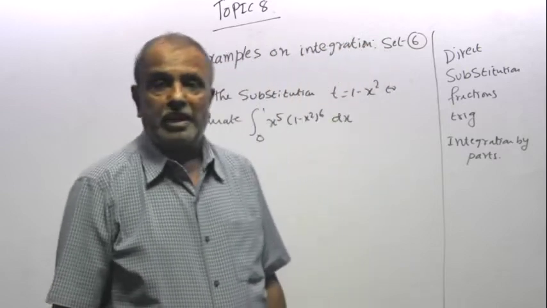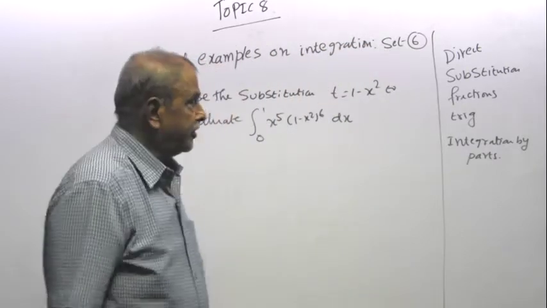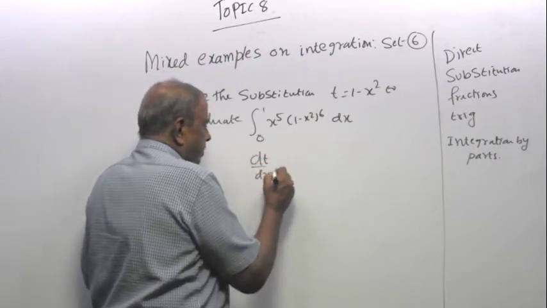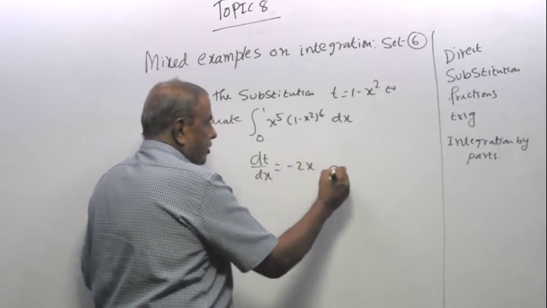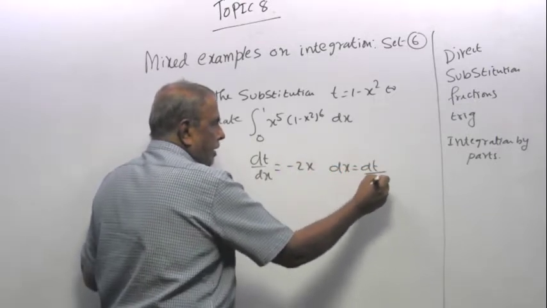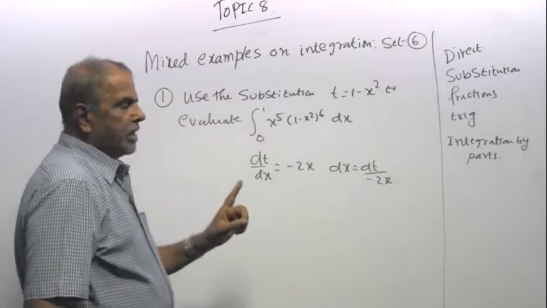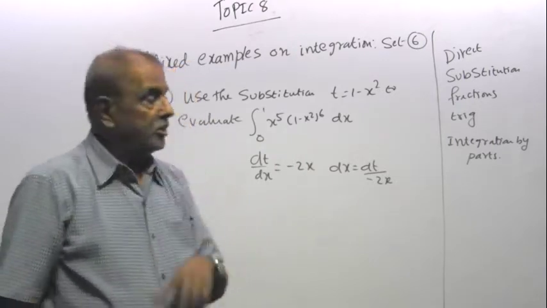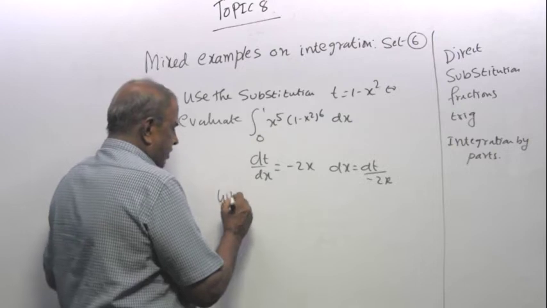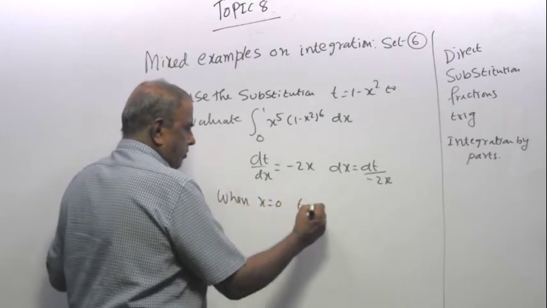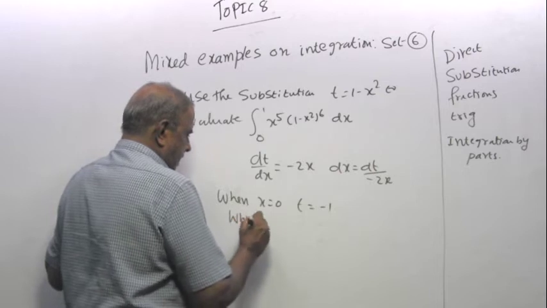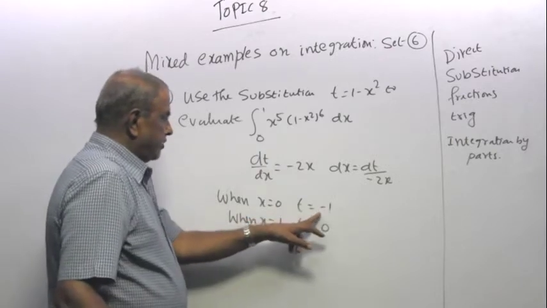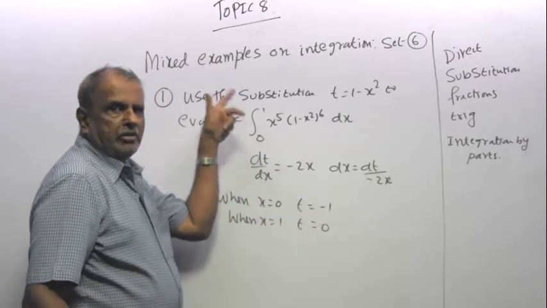You've been given a substitution, it doesn't say otherwise, so you have to use the substitution. How do we use it? Find dt by dx, which is minus 2x, so dx equals dt over minus 2x. And whenever you change the variable, you must change the limits. So when x is 0, t is 1; when x is 1, t is 0. Please, just because 1 is bigger than 0, you don't need to change the limits.